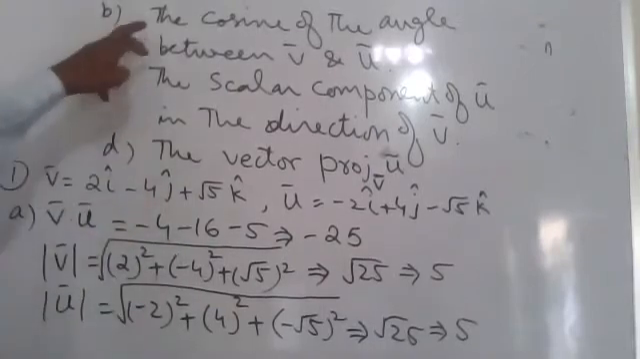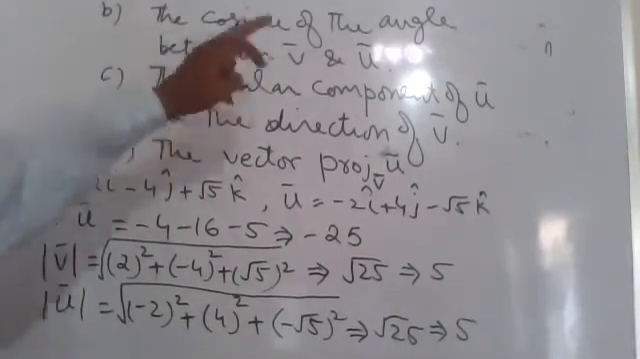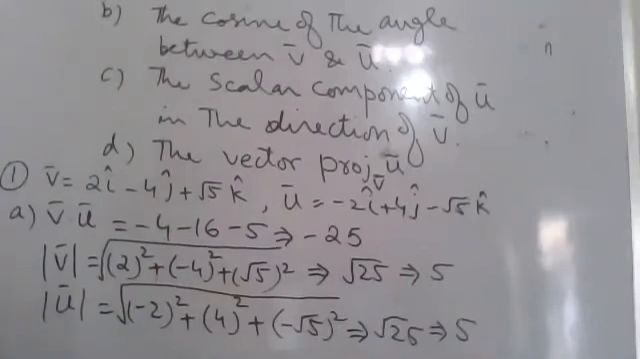Now the b part, the cosine of the angle between v and u. Now we'll do the b part.